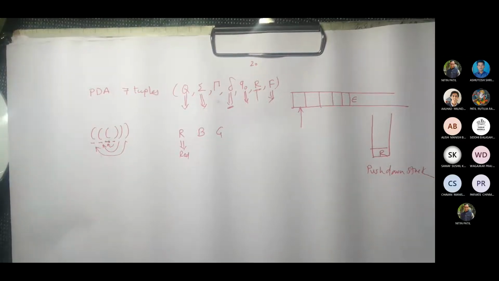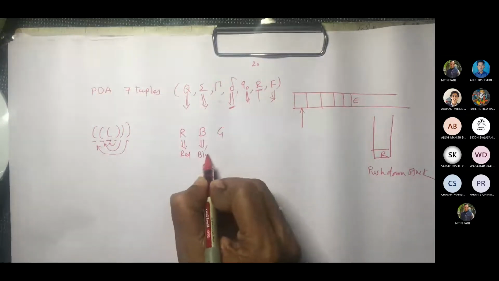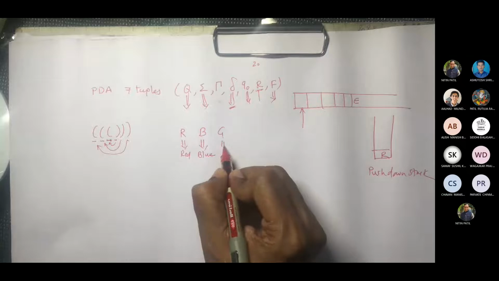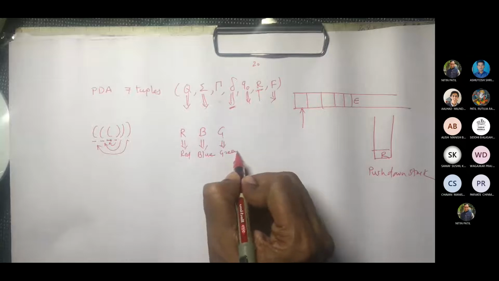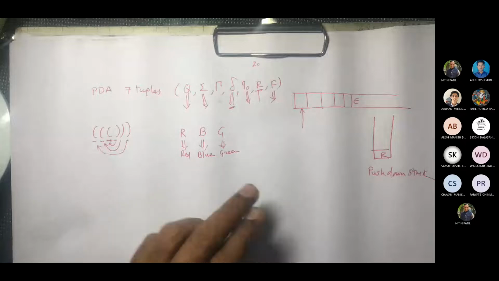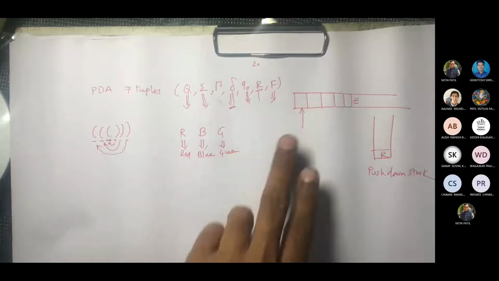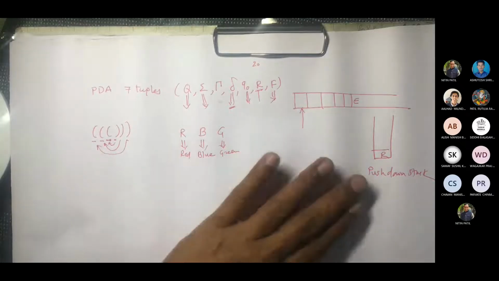We are going to assume that these would be the different color plates that are available. This red, then I'm going to have something called blue, and this I'm going to use to represent a green plate. So these are my plates with these colors: red, blue, green. Whenever I see some symbol on the tape, I'm going to take action and push or pop elements here.